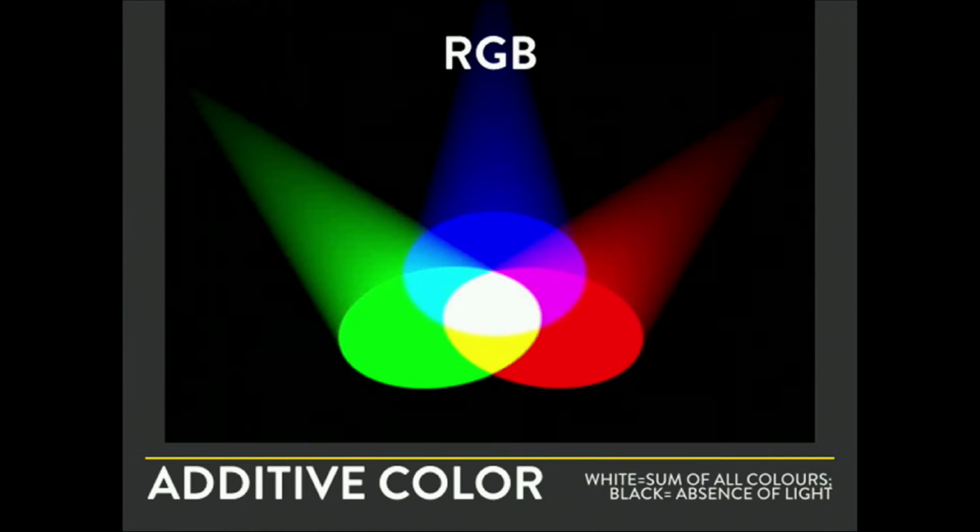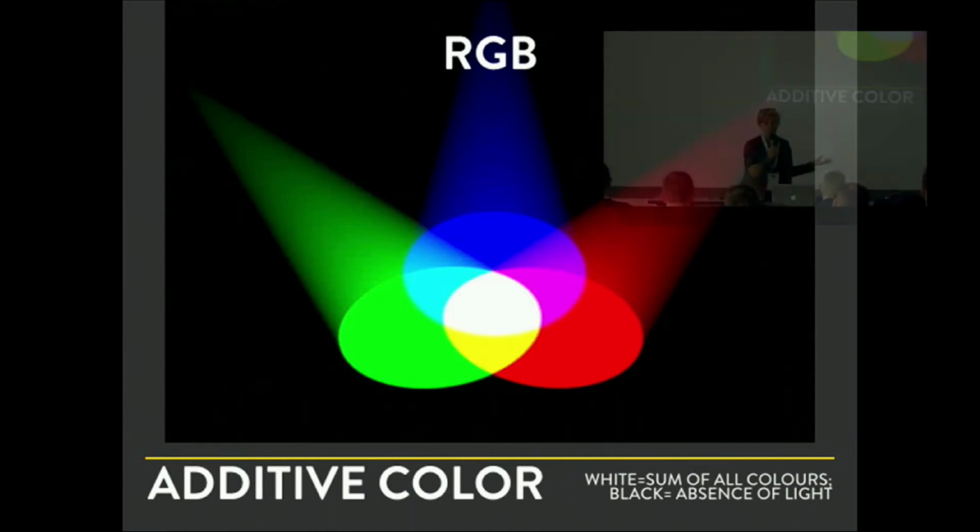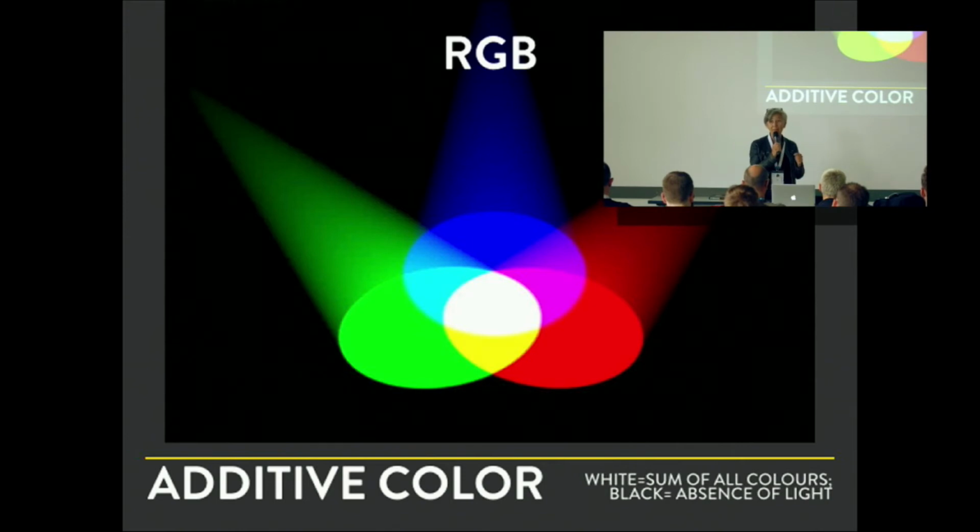So RGB stands for red, green, and blue, as I'm sure that we all know because we're professionals. And the reason why it's called additive color is that when the three colors overlap, what you get is the color white. So white is the sum of all colors, and black is absence of light. And the RGB color model is used wherever there's a screen. So whenever it's digital color, the color model is RGB.